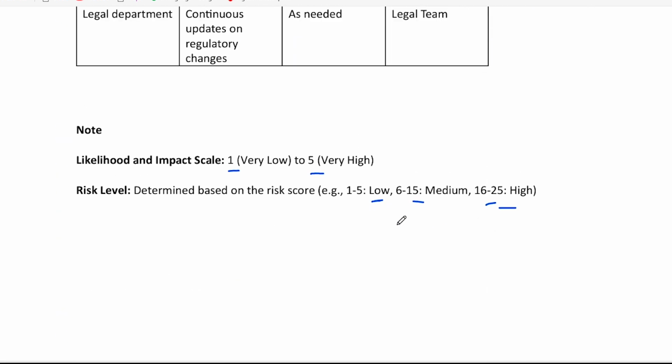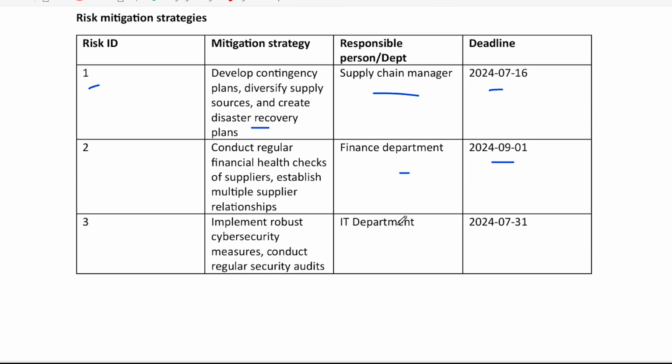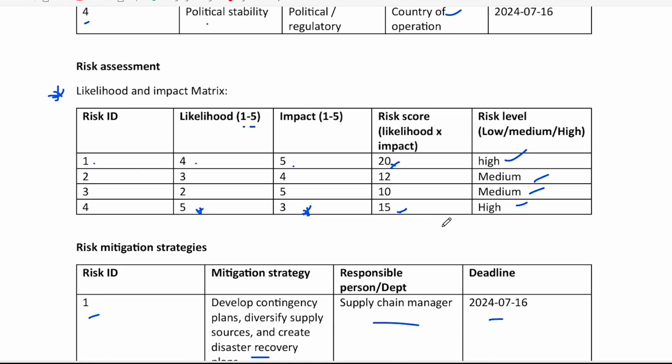How do you know that something is low? Well, if the score falls between 1 to 5, like none, so you don't have anything that is low. Everything here is high. And so that's the thing with that.